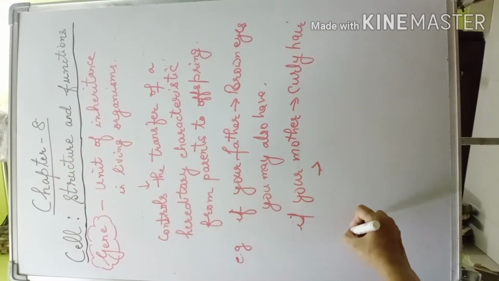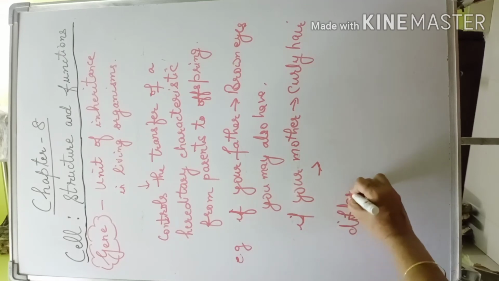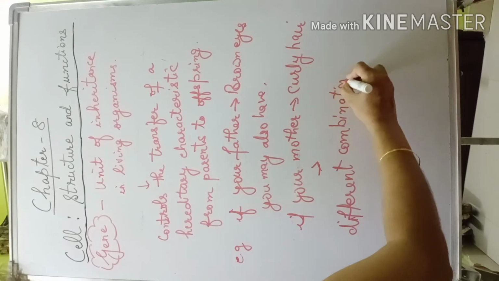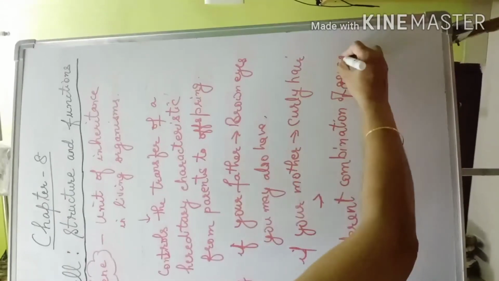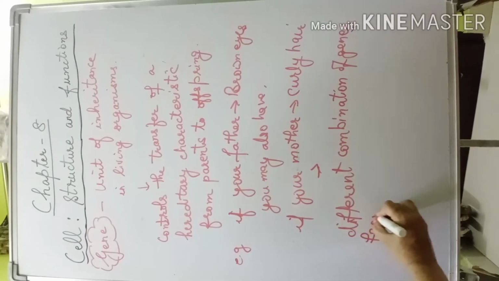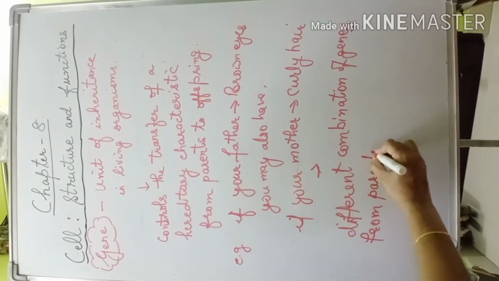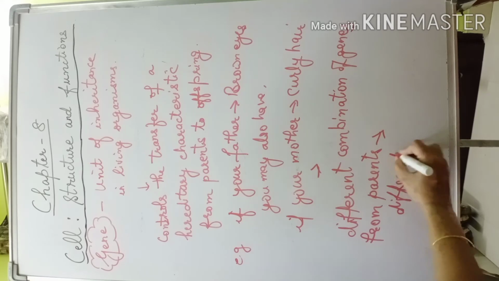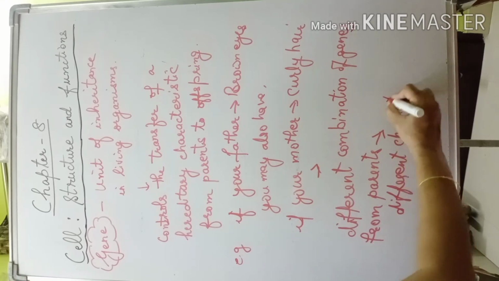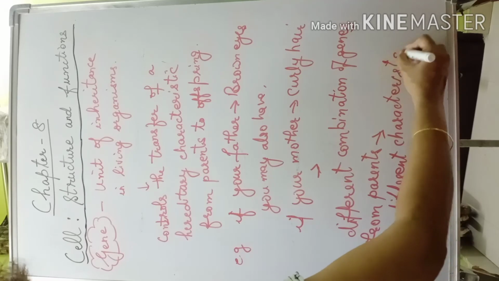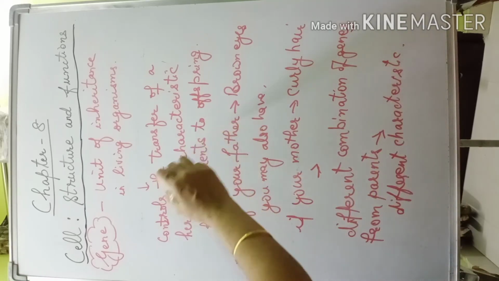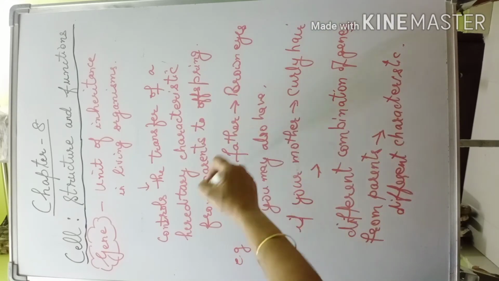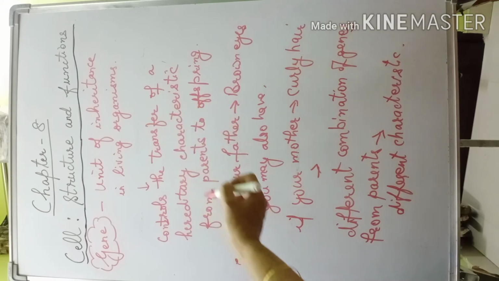But sometimes the different combinations of genes from the parents result in different characteristics. It means sometimes the same characteristics pass from the parents to the offspring, but sometimes different characteristics pass from the parents to the offspring.